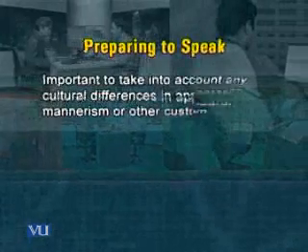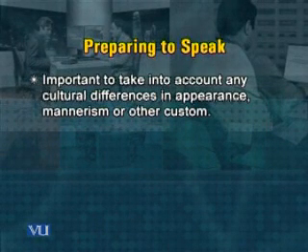And at the end of this, when you are preparing for your speech, you have to take into account all those cultural differences that are there between your culture and your audience's culture, and any mannerism that is there, or any other customs that make any difference. So when you are preparing to speak, you have to take care of these things.